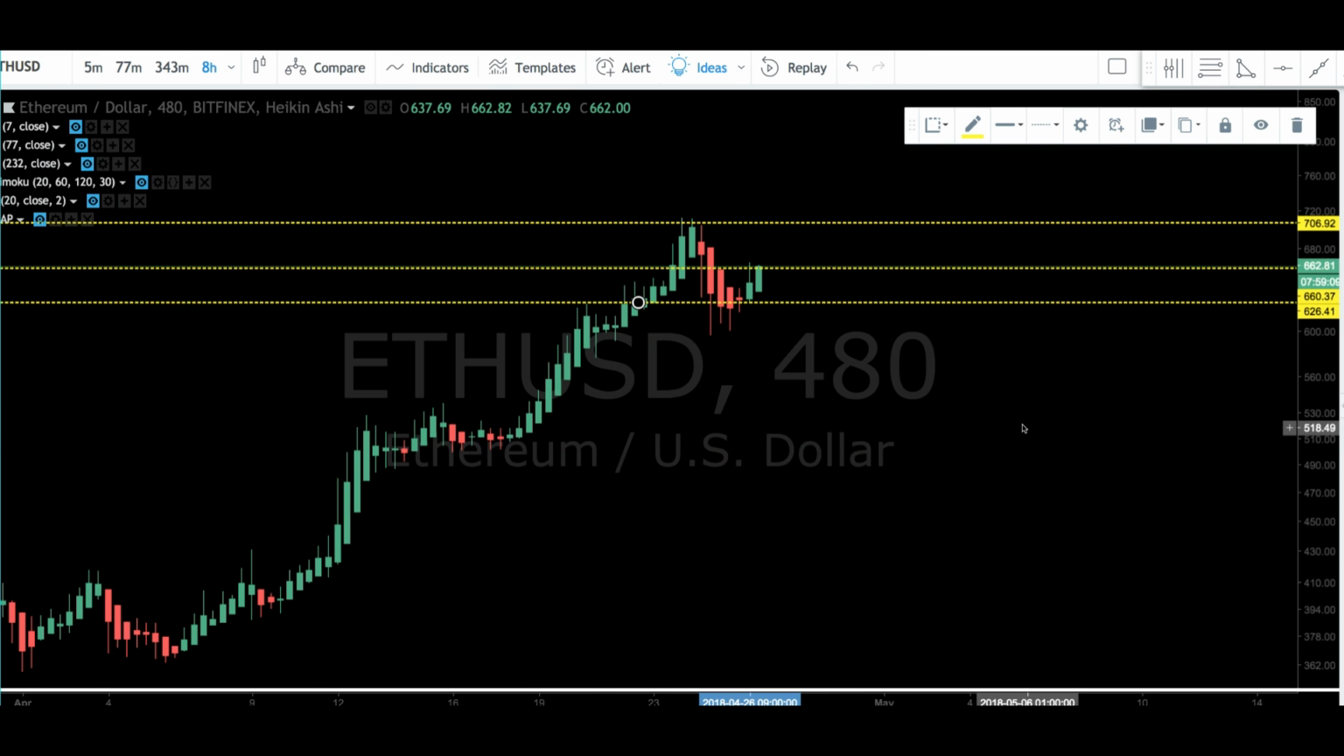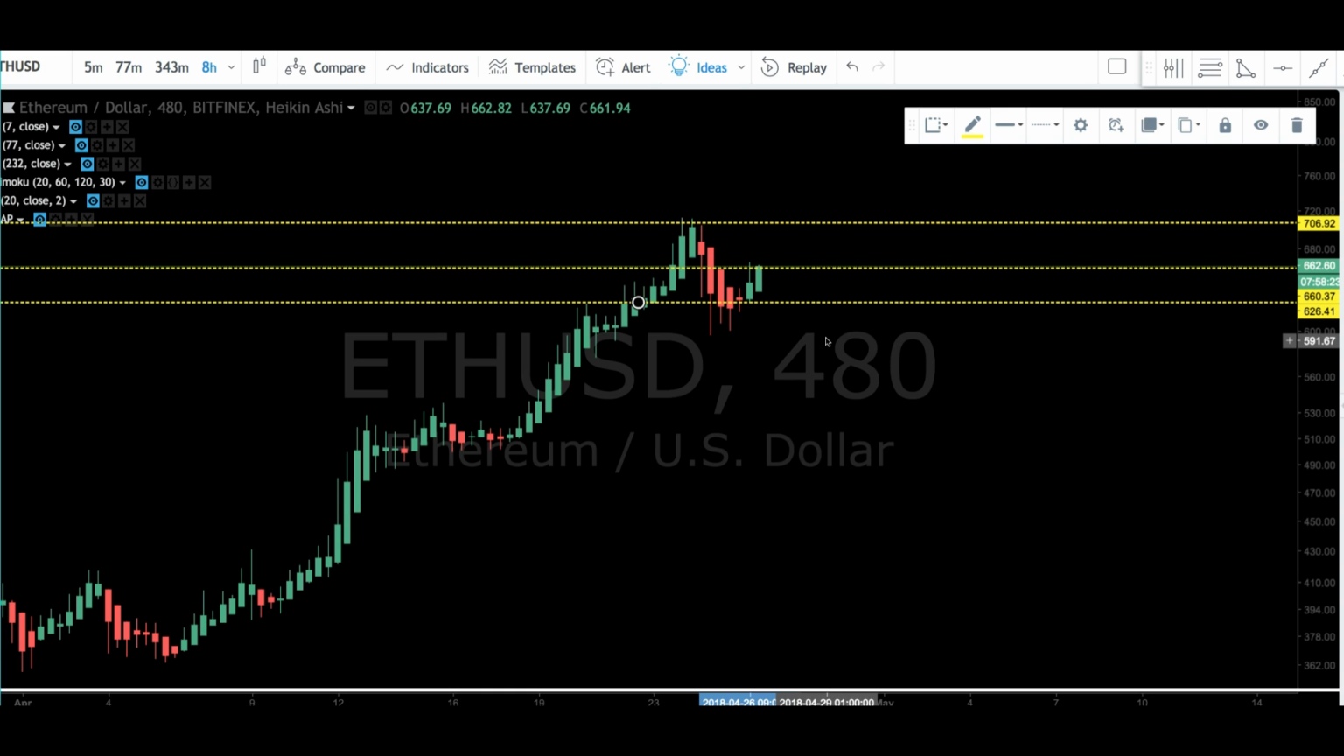On the 8-hour, we're starting to hit a resistance level at the 662. We want to see that close above and then settle in there so that we can retest that $700 resistance area that we saw in here. What we don't want to see is a retest of this area and a rejection, and then potentially lead us past and through this 626 level.